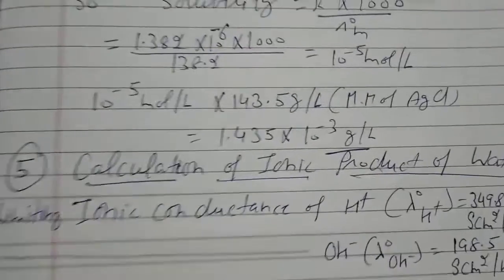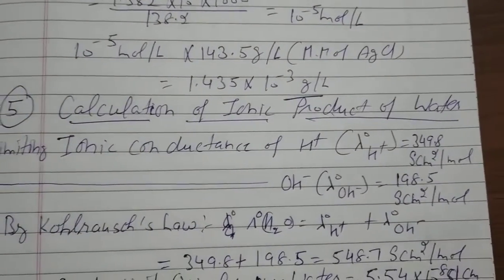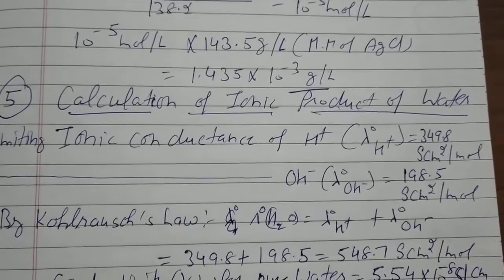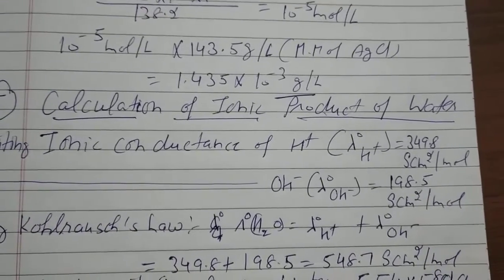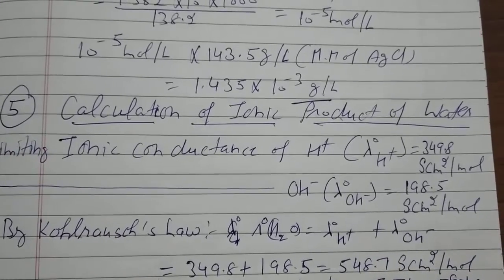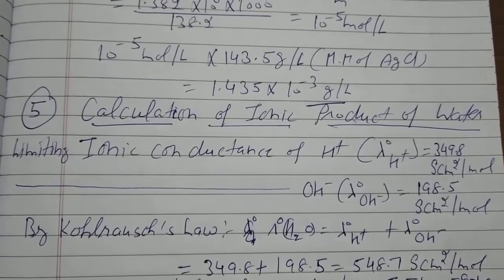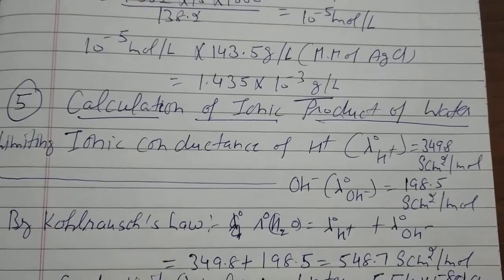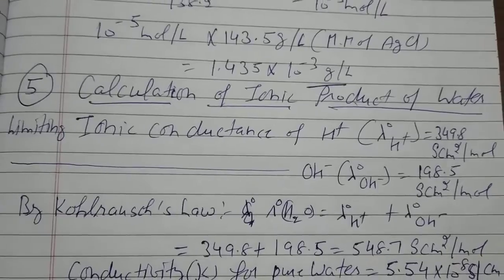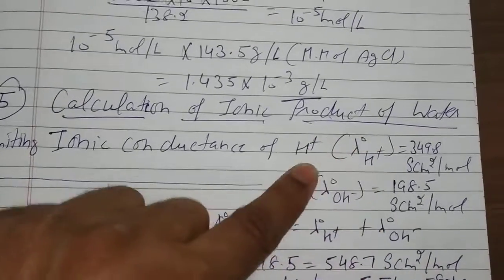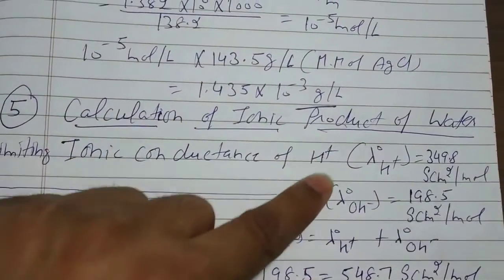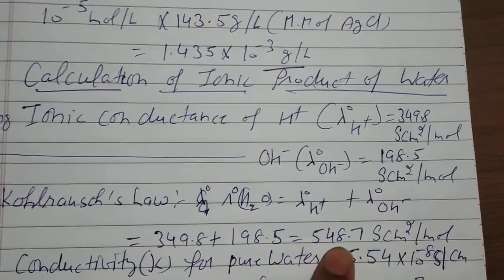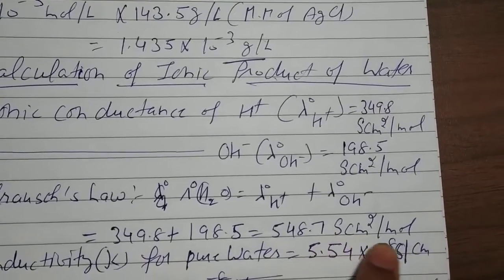Now the last application is calculation of ionic product of water. The limiting ionic conductance of H positive, lambda naught H positive, is given 349.8 Siemens centimeter square per mole. Similarly, the limiting ionic conductance of OH negative, lambda naught OH negative, is given 198.5 Siemens centimeter square per mole. So the sum of these two ionic conductances is equal to the limiting molar conductivity of H2O. So this will be equal to 548.7 Siemens centimeter square per mole.